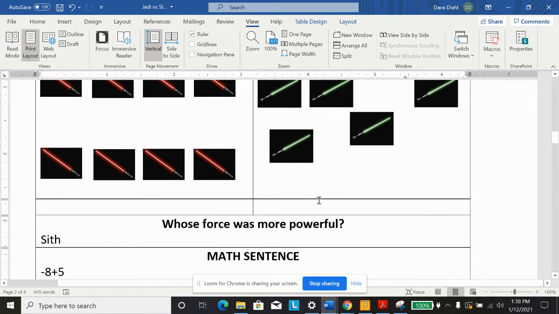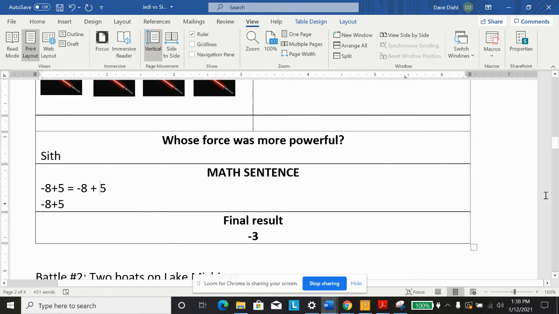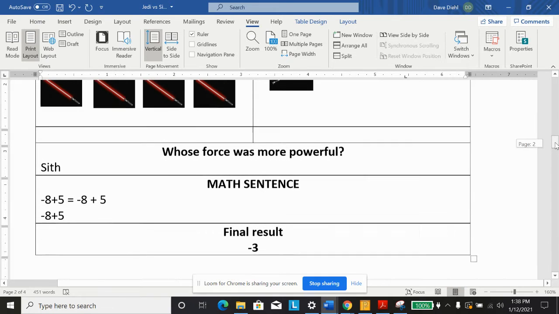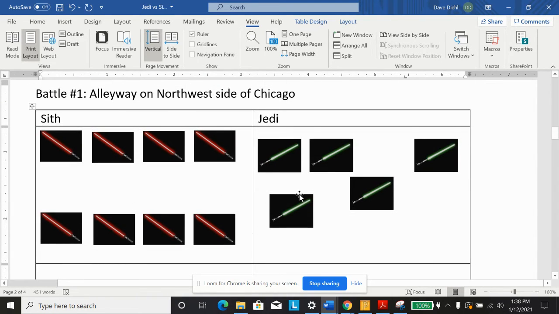How would you write this as a math problem? You would write it -8 plus 5 because there's 8 bad guys or negatives and 5 good guys or positives. We know that we could also write this as -8 plus +5, although we don't normally write that positive sign when a number is positive. So the final result would be -3 because there are 3 more negatives than there are positives.